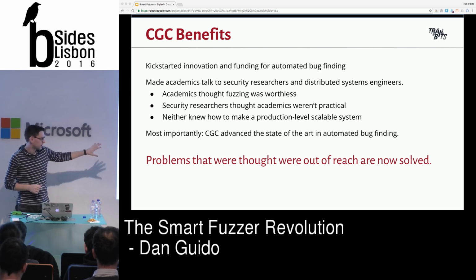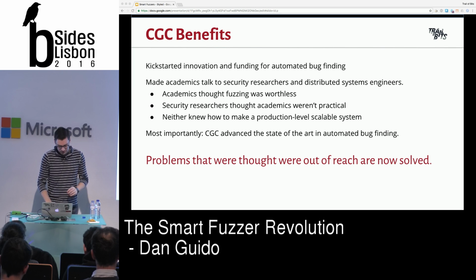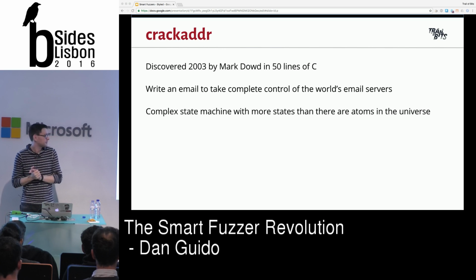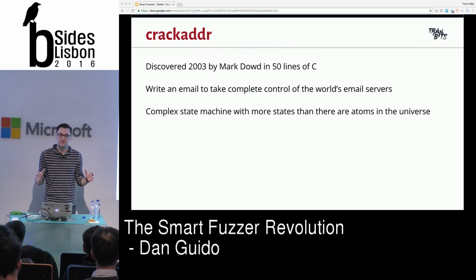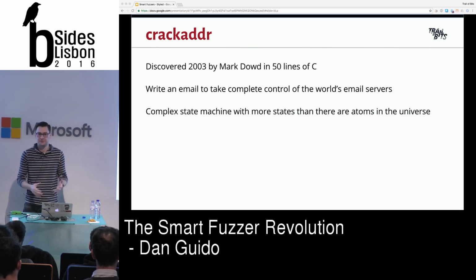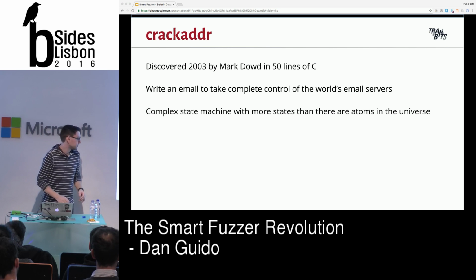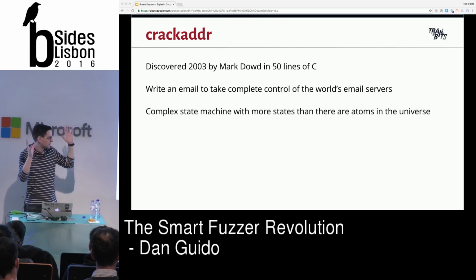So most importantly, Cyber Grand Challenge advanced the state of the art in bug finding. Problems we thought were out of reach are now solved. And I'll give you one great example. So crackaddr. Crackaddr is a name for a very subtle vulnerability discovered in 2003 by Mark Dowd. The total sum of vulnerable code that we're talking about here is about 50 lines of code, but there is a state machine in it with so much hidden complexity that it is essentially impossible to find with purely static analysis. The path explosion problem is particularly acute with this piece of code. There's more state in this 50 lines of code than there are atoms in the universe, which is insane.